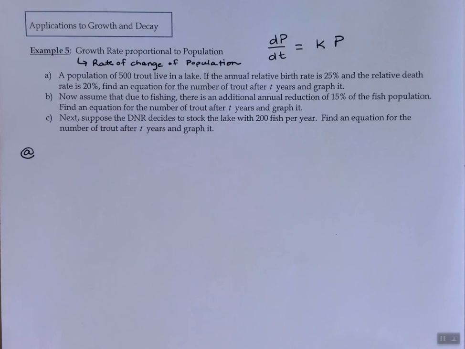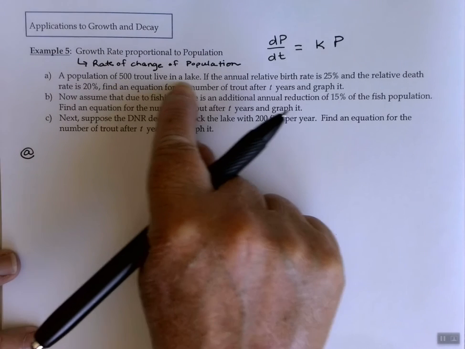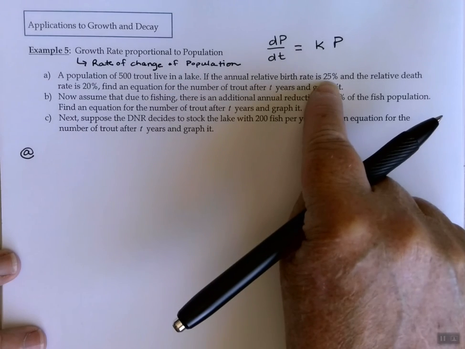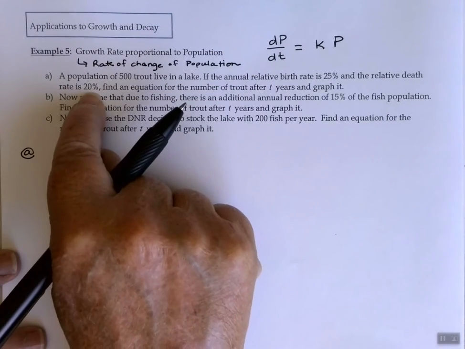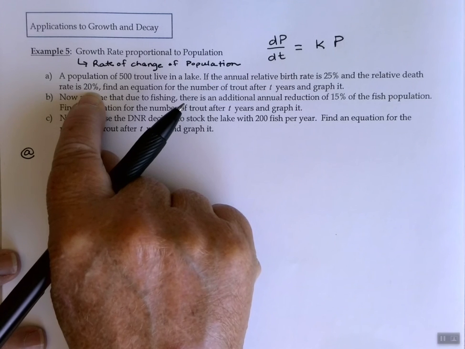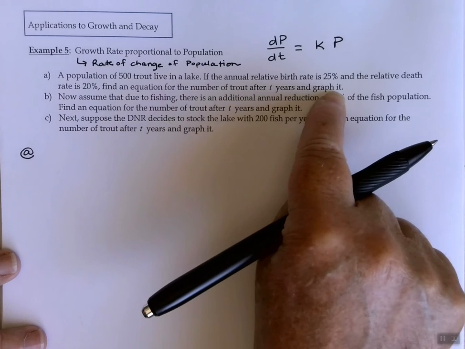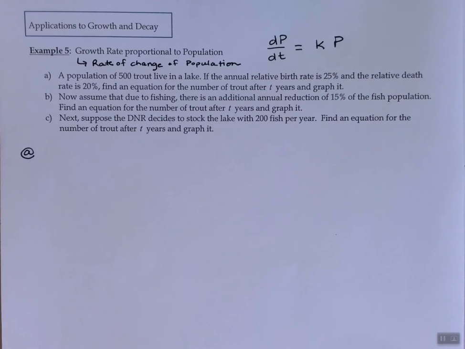In part A, we know that we have a population of 500 trout in a lake. The annual relative birth rate is 25%, and the relative death rate is 20%. Find an equation for the number of trout after t years, and graph it. Now, we've done problems quite similar to this, just with our knowledge of exponential functions, but I'd like to do this one as a differential equation and show you that we end up in the same place as where you would have expected based on what we did in a previous unit.